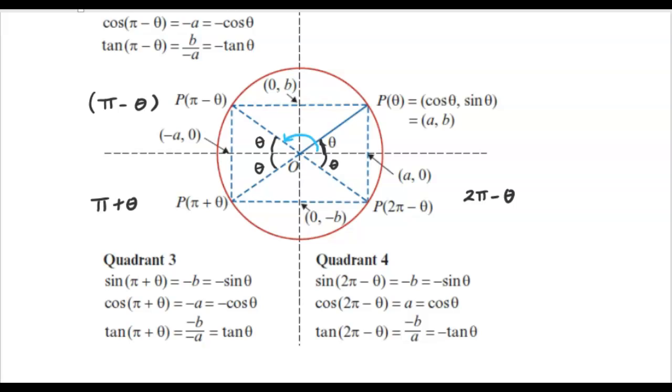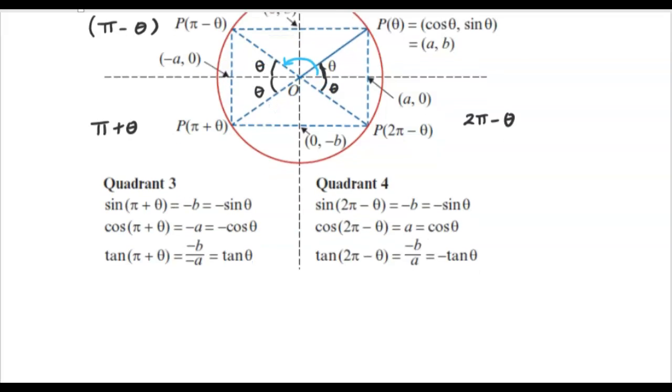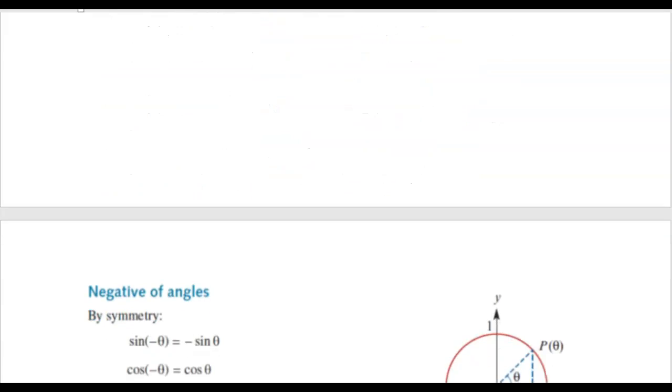So the angle in the first quadrant is theta. The angle in the second quadrant can be related to the first quadrant in the format of pi minus theta, pi plus theta for the third quadrant, and 2 pi minus theta for the fourth quadrant. Right, so with that information behind us, let's have a look at a couple of examples.